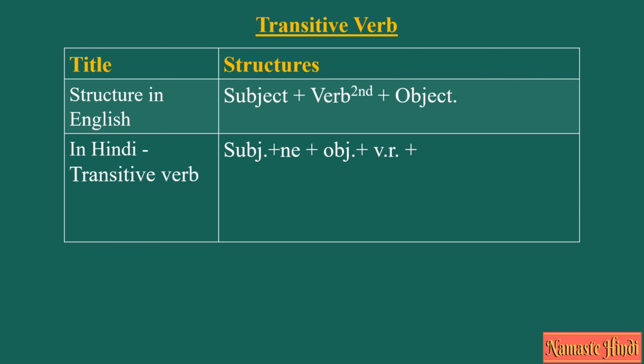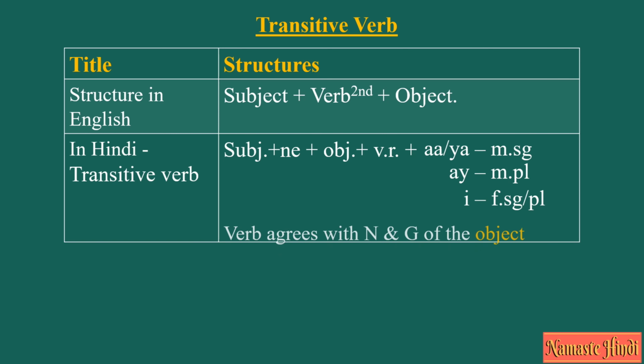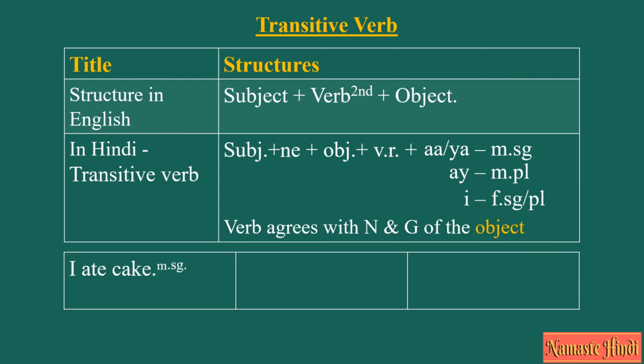Subject plus ne plus object plus verb root plus a or ya verb ending for masculine singular object, a for masculine plural object, e for feminine singular or plural object. Remember, the verb agrees with the number and gender of the object. For example, I ate cake. In Hindi it would be मैंने cake खाया. We are saying खाया because cake in Hindi is masculine singular object.